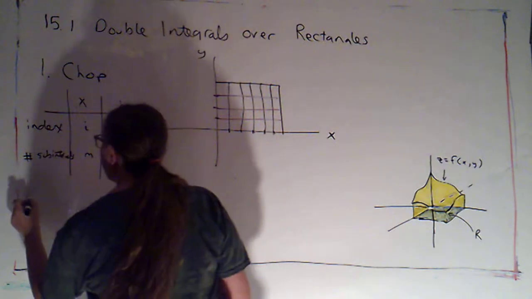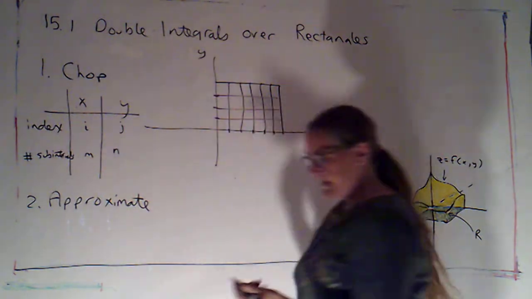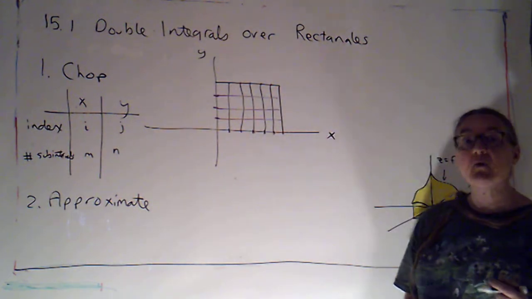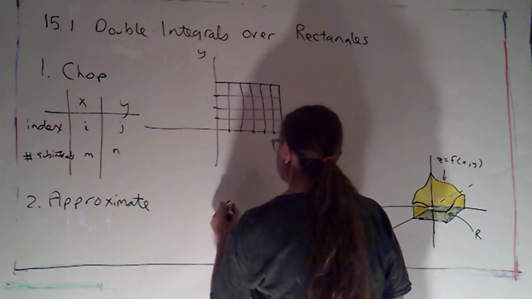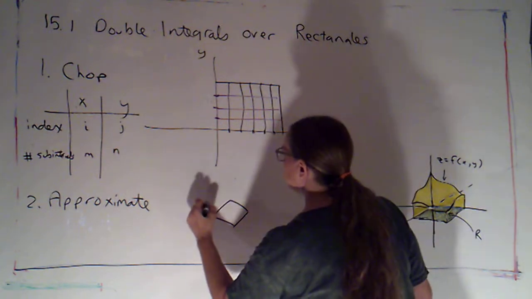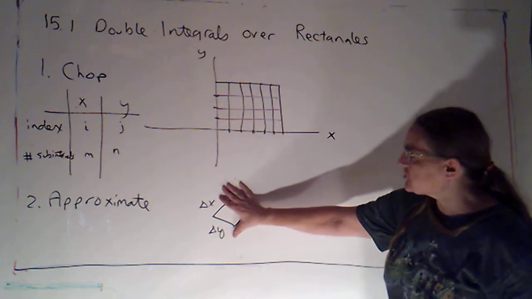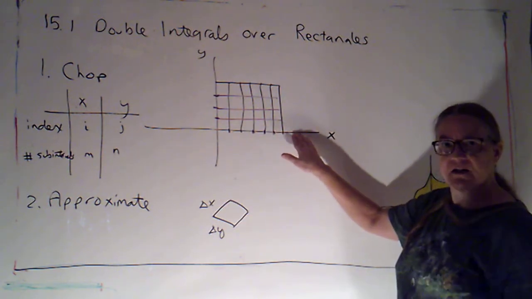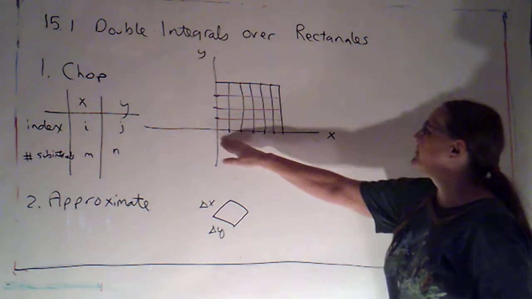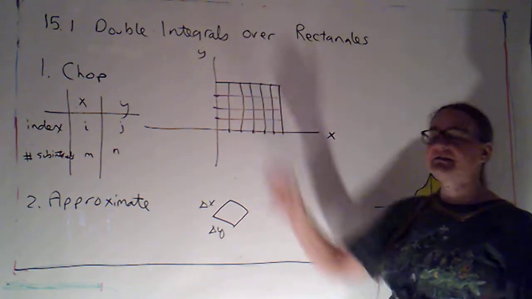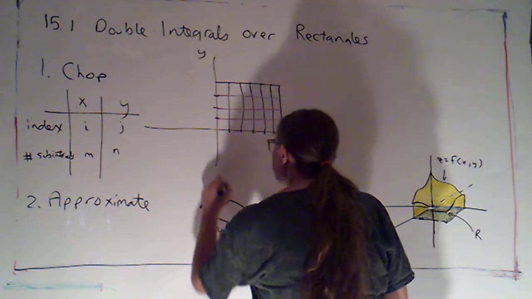Then I need to approximate. So I'm going to approximate the signed volume that lies above or below each one of these subrectangles. So let's just suppose that this is the ijth rectangle. There's my delta x and my delta y. Again, I don't need to chop it so that delta x is the same for every piece, but it's simpler if I do, so I'm going to. I'm using a regular partition for both the x-axis and the y-axis so that all of my subrectangles are the same size.